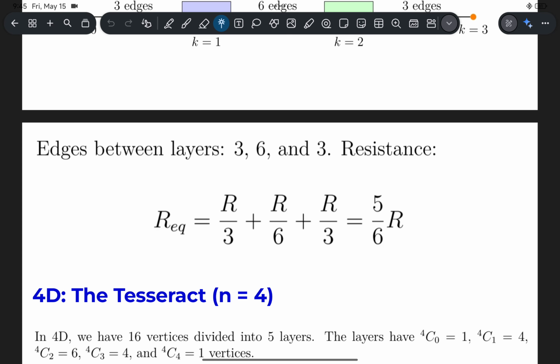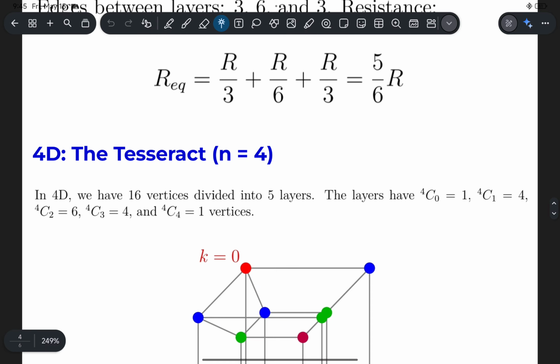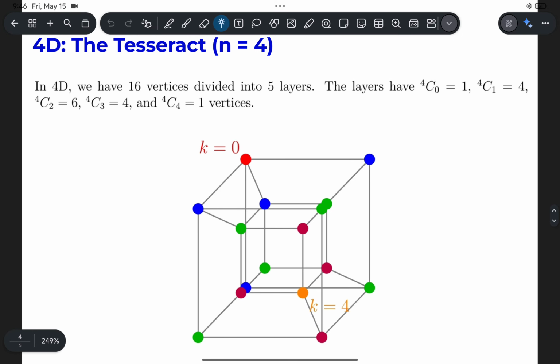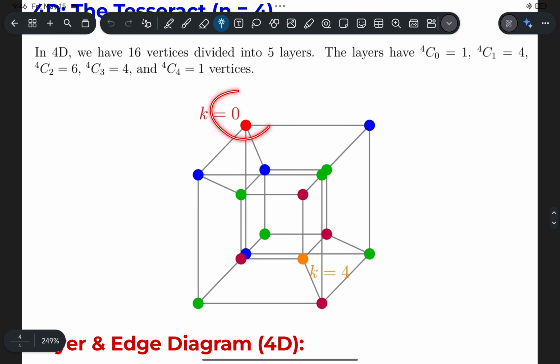Now we'll go to the next part. Slowly we'll introduce permutations now, because things are going to get complicated when we go to 4D. Now you started with this point. This is the input.